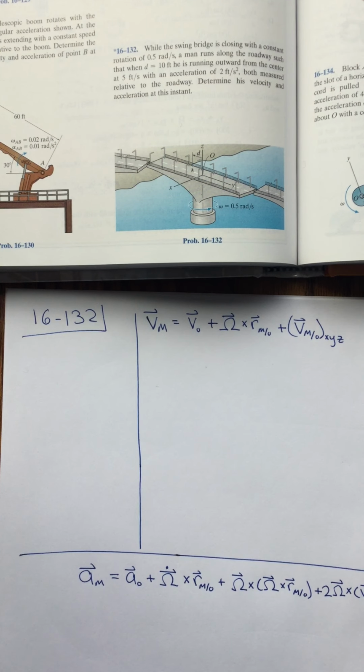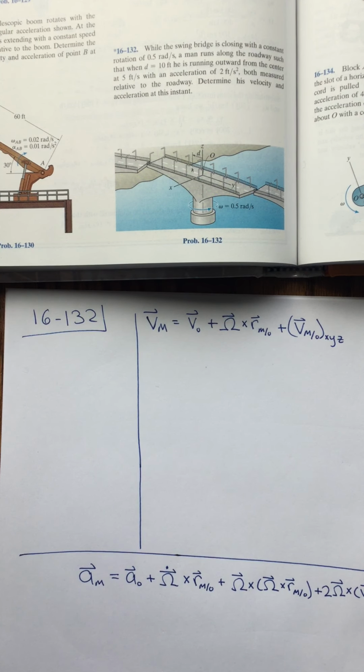This is problem 132 from chapter 16. While the swing bridge is closing with a constant rotation of 0.5 radians per second, a man runs along the roadway such that when d is equal to 10 feet, he is running outward from the center at 5 feet per second with an acceleration of 2 feet per second squared, both measured relative to the roadway. Determine his velocity and acceleration at this instant.